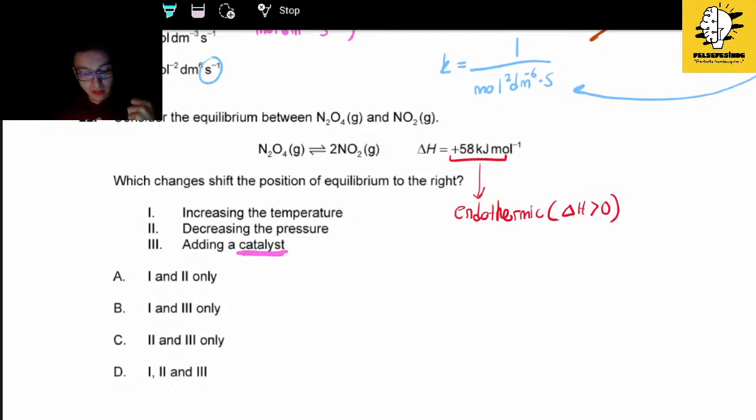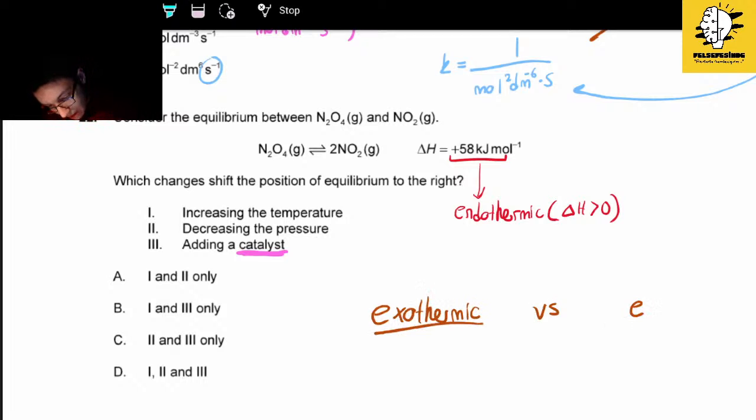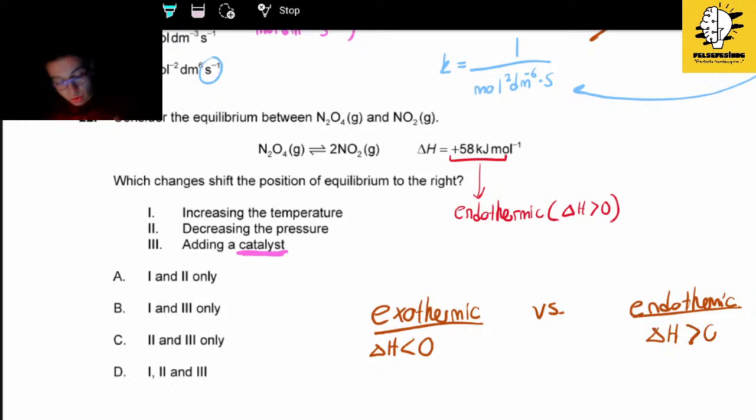And in endothermic reactions, think about it in this way. A reaction happens when you are exerting heat. But in exothermic versus endothermic reactions, delta H is smaller than 0 in exothermic, and delta H is greater than 0 in endothermic.